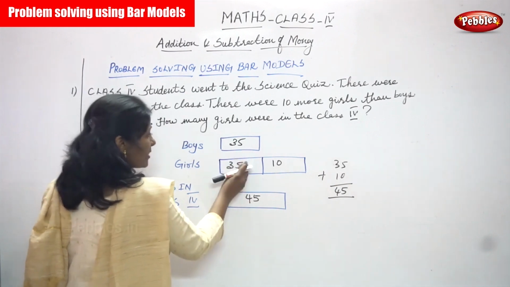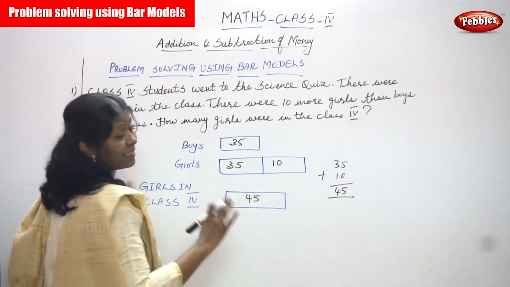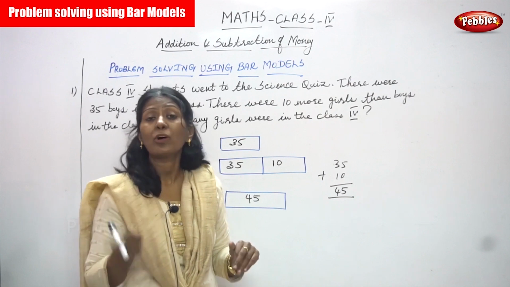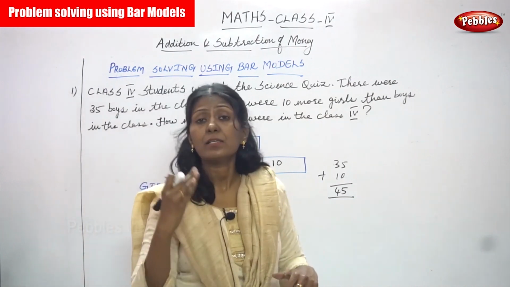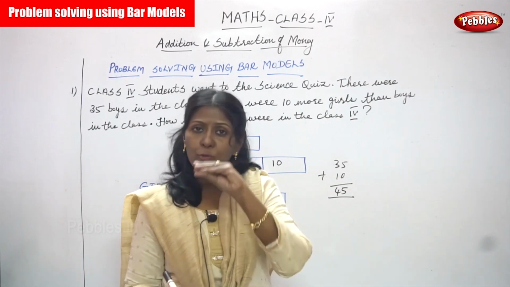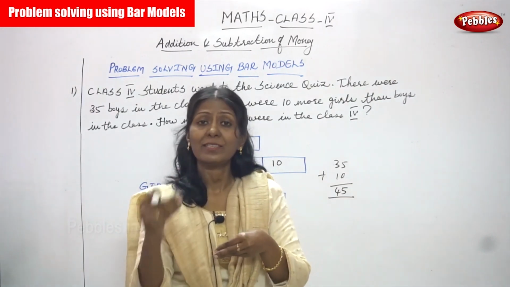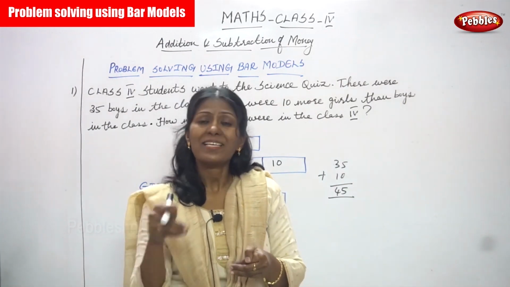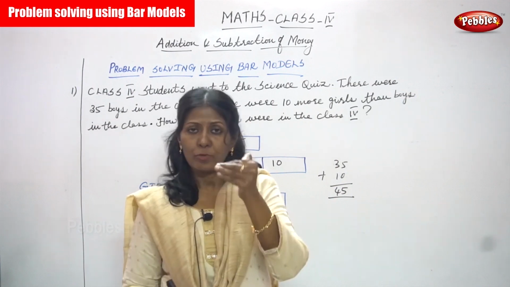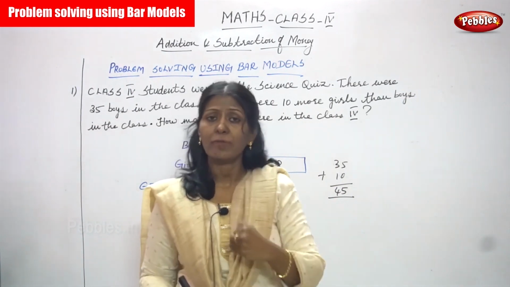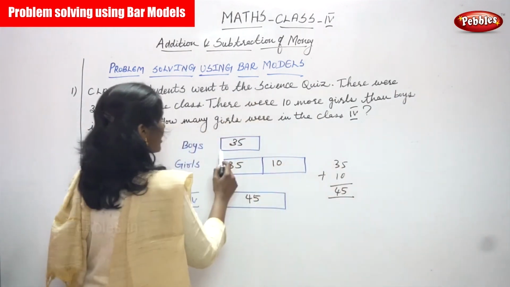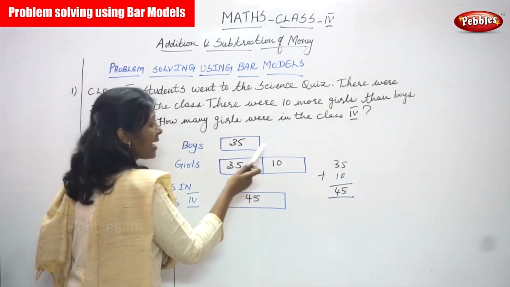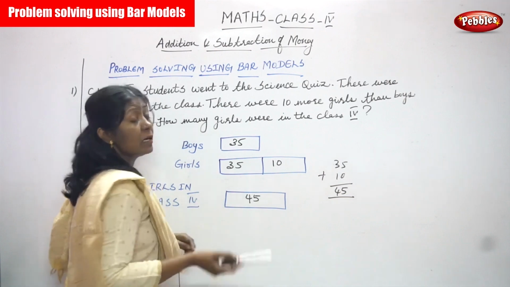That means you have to write the boys' strength. The boys' strength is 35, that is clearly mentioned, and the girls' strength you have to find out. But what they gave in the question is 10 girls more than the boys. So you have to write the boys' strength and add 10. In the first bar, you write the boys' strength, 35. Then the girls' strength is 10 more than the boys, so you write 10, and the boys' strength is included.